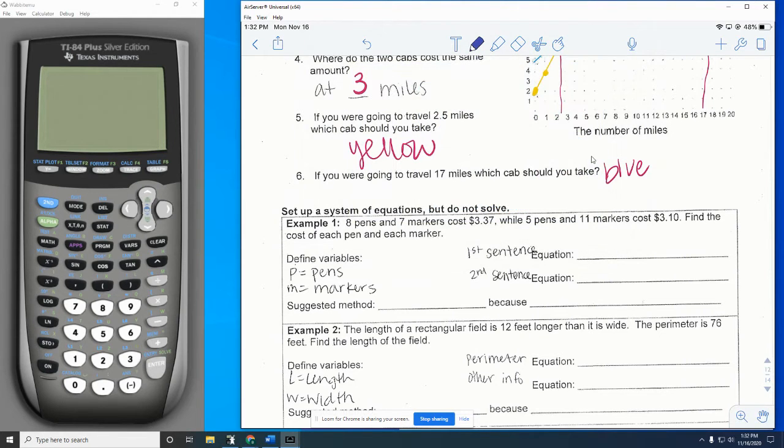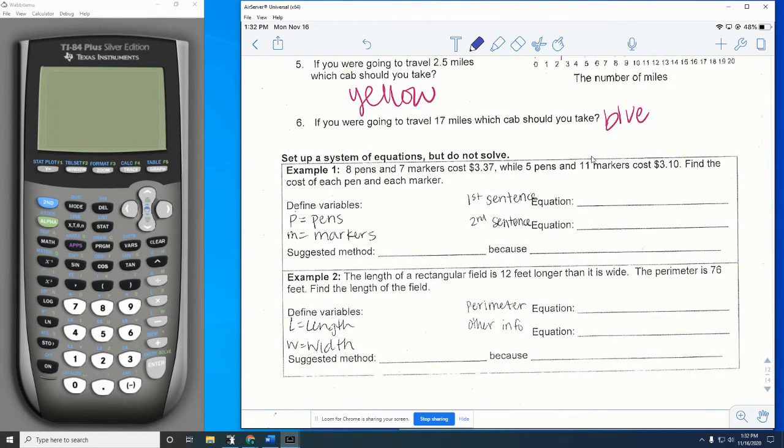So these first two examples right here, we are practicing again, setting up but not solving. Notice we always need to read the instructions, so set up but do not solve. In this example, 8 pens and 7 markers cost $3.37, while 5 pens and 11 markers cost $3.10. Find the cost of each pen and marker. So remember, my variables are pens and markers. We're going to define them over here because that helps us see what our equations need to be.